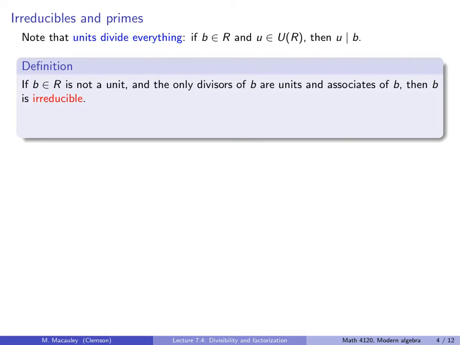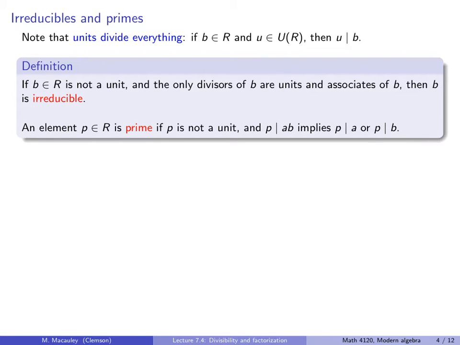Next, if B is not a unit, but the only divisors of B are the units and associates of B, those things will always divide B, then we say that B is irreducible. Here is a similar definition that turns out to be the same as being irreducible in the integers, but not necessarily in all integral domains. It says an element p in the ring is prime if, first of all, p is not a unit, but next, anytime p divides the product of two elements, say a times b, then p must either divide a or divide b. So let's do two examples of this.